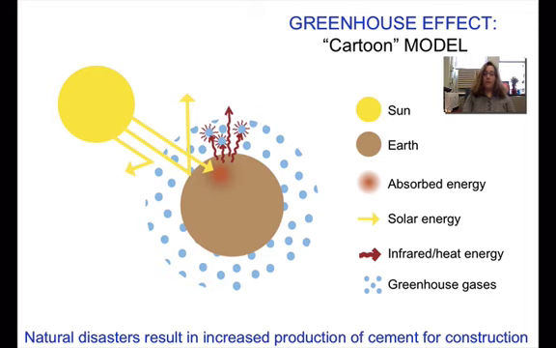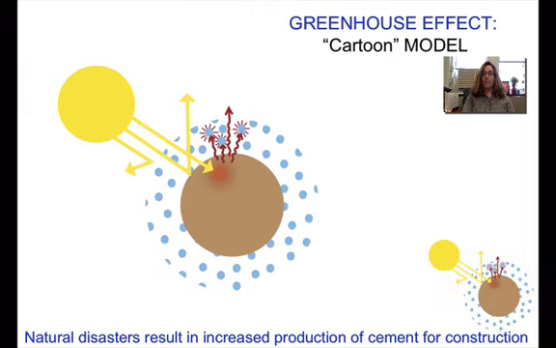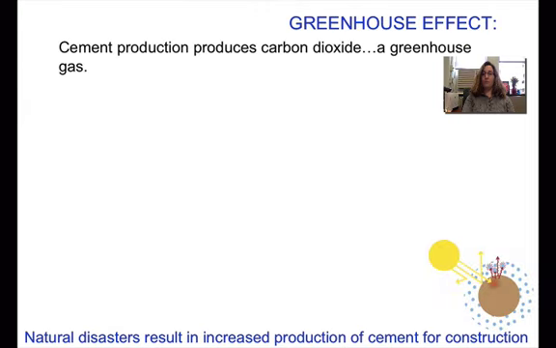Let's look at the second example. Imagine we have a number of natural disasters, storms, hurricanes, floods, that result in us having to make more buildings and therefore produce more cement for construction. What will this model allow us to predict about how that increase of cement production would cause an increase or decrease in Earth's atmospheric temperature? If we produce more cement on Earth, what will we do? Cement production produces carbon dioxide. Remember, that's a greenhouse gas.